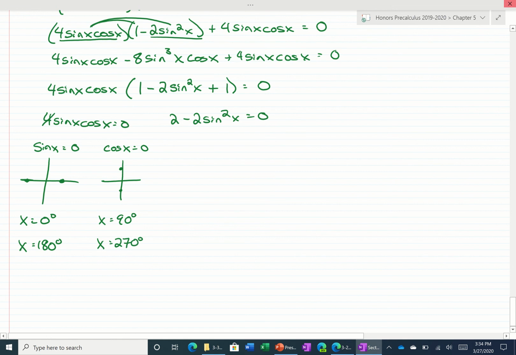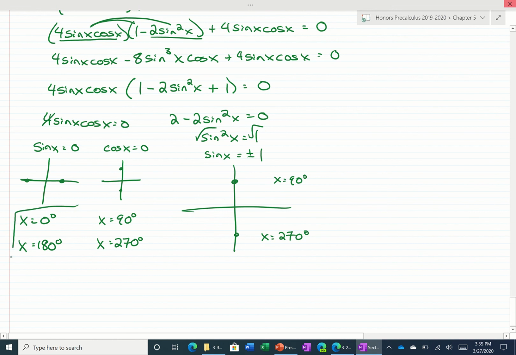So now let's try that other piece. If we bring the 2 over and divide by negative 2, sine squared of x is equal to 1. And if we take the square root of both sides, we get sine of x is equal to plus or minus 1. Well, when is sine positive 1? Right here at 90 degrees. And when is sine negative 1? Right here at 270. We already have those. So these would be the answers that would work.